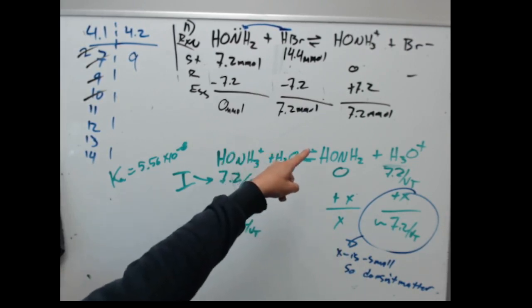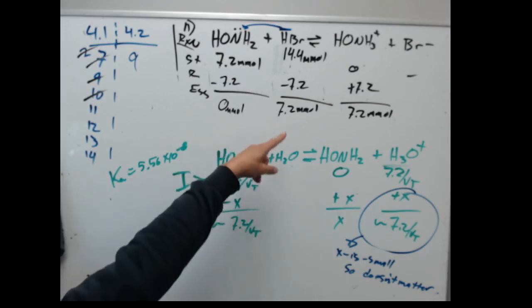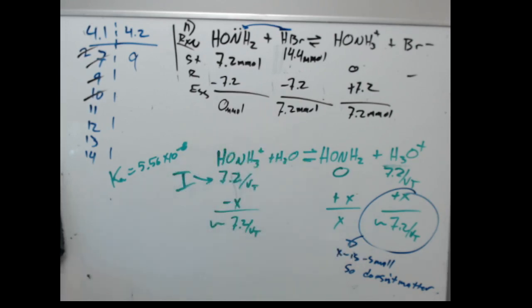We could have done it from the 7.2 millimoles divided by total volume. The excess HBr, I was pointing at the wrong spot. Right, because after we do the equilibrium, it's still about 7.2. So total volume is going to be the milliliters that we figured out for part A and the initial volume.